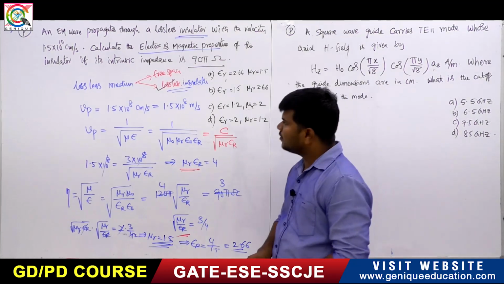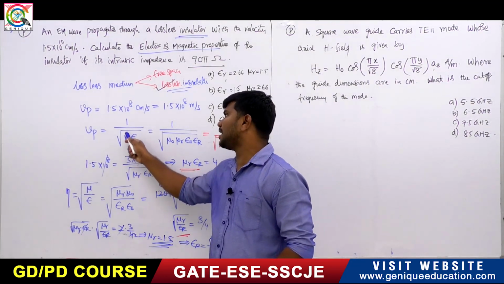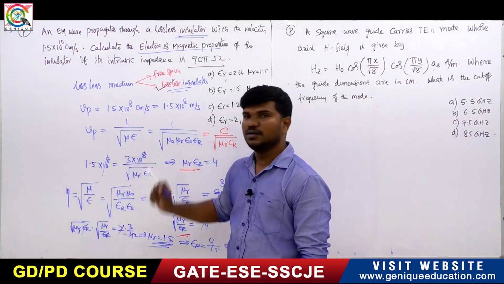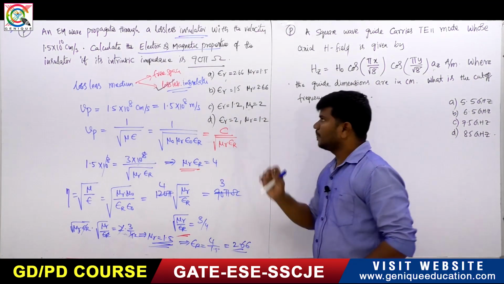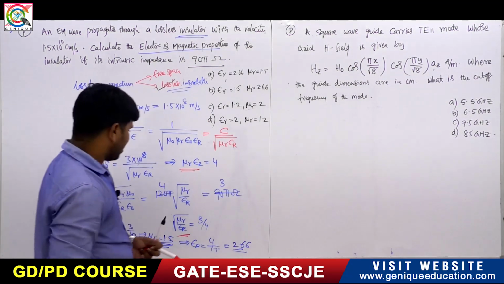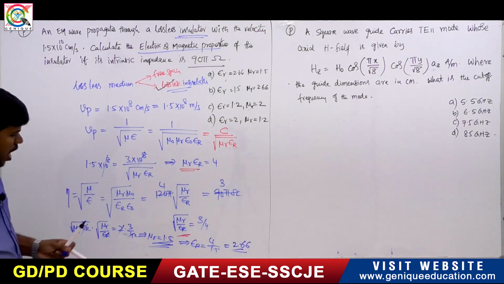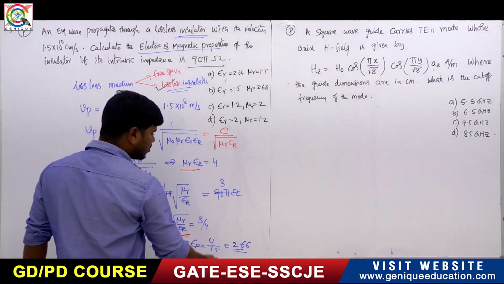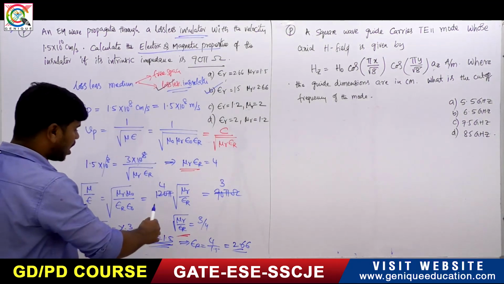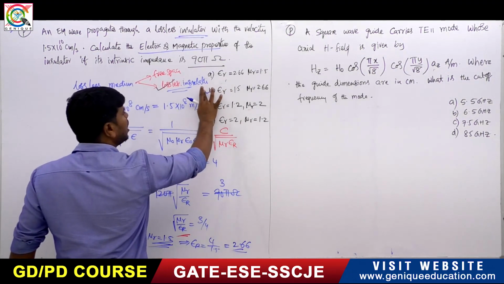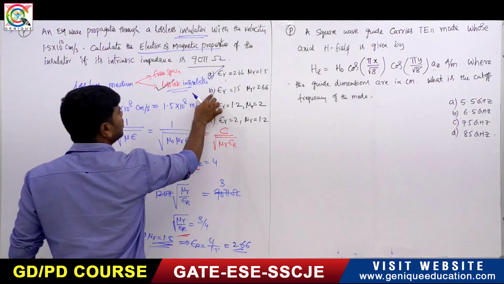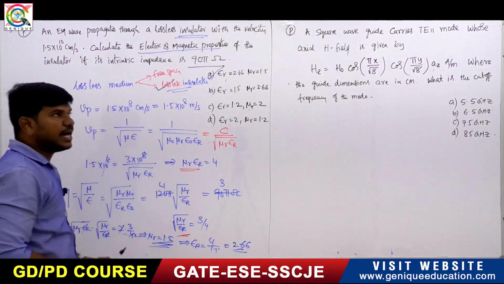So you should know what Vp is. The phase velocity for any medium can be represented as root over mu epsilon. So this is the point you have to understand, right? Now come to this question. What is the option here? The option here is mu r equal to 1.5, epsilon r equal to 2.66. So option A is the answer, right?